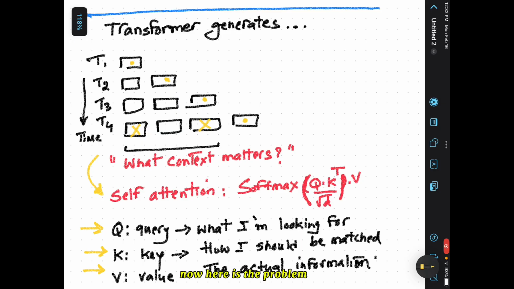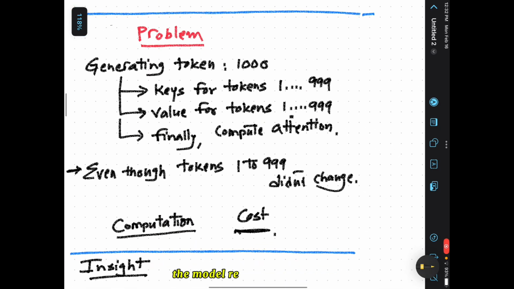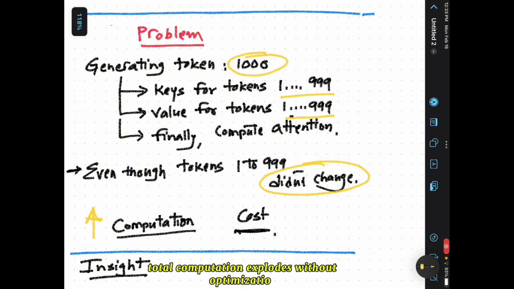Now here is the problem. When generating token number 1000, the model recomputes keys for tokens 1 to 999, the values for tokens 1 through 999, and then computes attention. Even though tokens 1 through 999 didn't change, that's like rereading the entire book every time you write one new sentence. Total computation explodes. Without optimization, generation cost scales roughly quadratically.